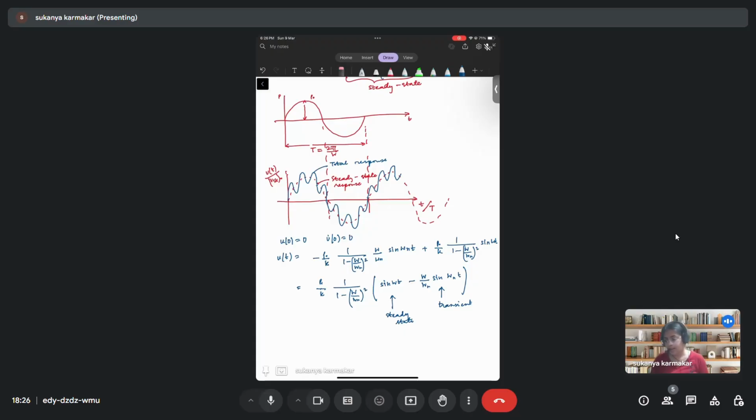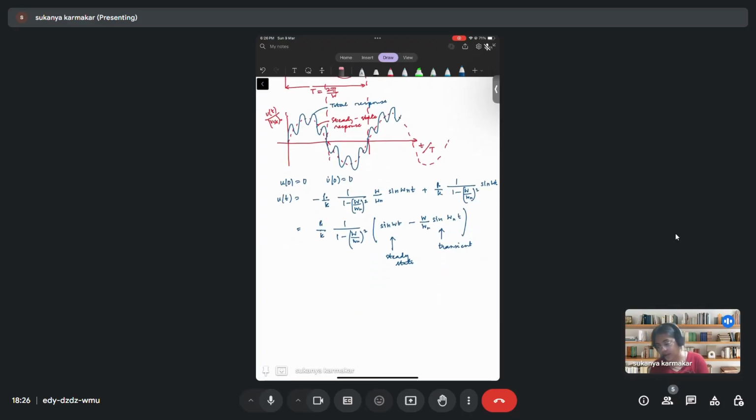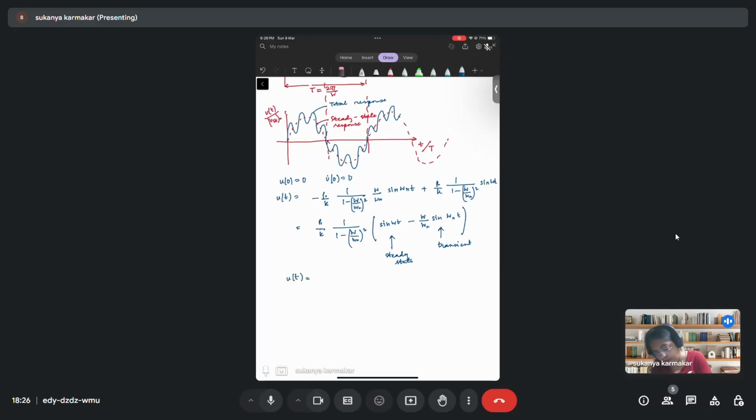Now let's take up the steady state part of the solution, because finally the transient part will die away, not here but in the damped case. So just pick up the steady state dynamic response. We'll be doing certain manipulations with that. So u of t is equal to p naught by k, 1 minus omega by omega n whole square sine of omega t.